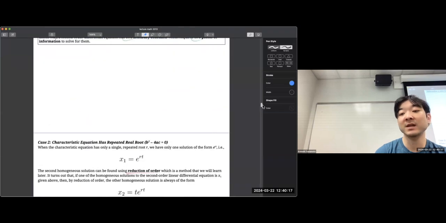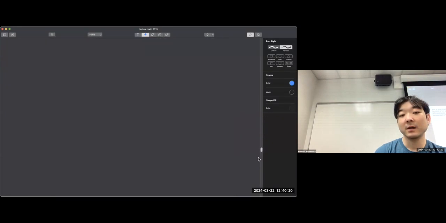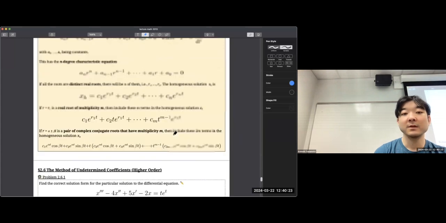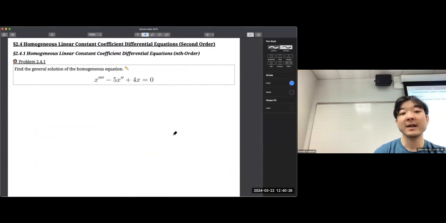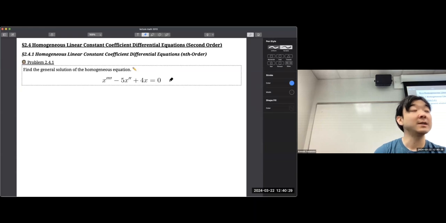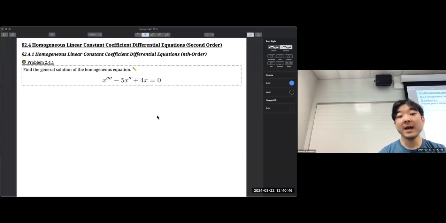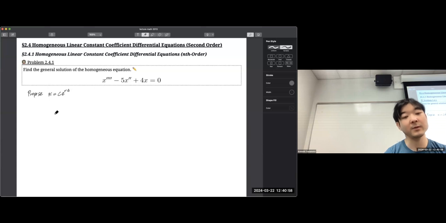So let's go back and see if it satisfies those things. Go all the way down. So let's look at this, and we can see that it is homogeneous because it's 0. It's linear because all your x double prime, x quadruple prime appear linearly, which means to a power of 1. And it's constant coefficient because the coefficients in front of x are 1, -5, and 4. So it satisfies all those things. So we are allowed to propose the solution to be x is equal to CE to the RT, like we did before.